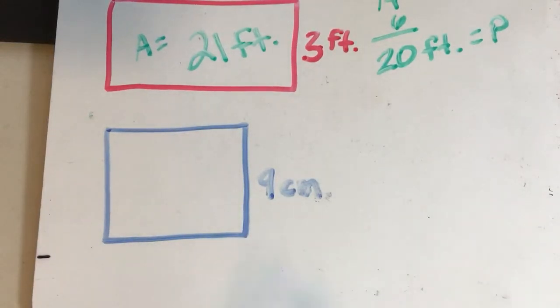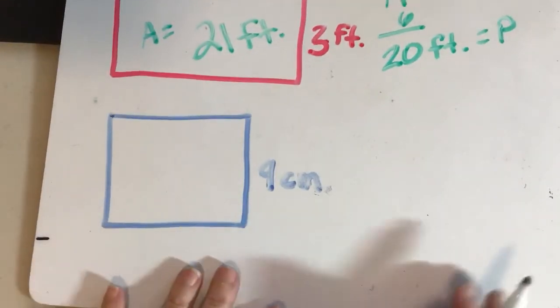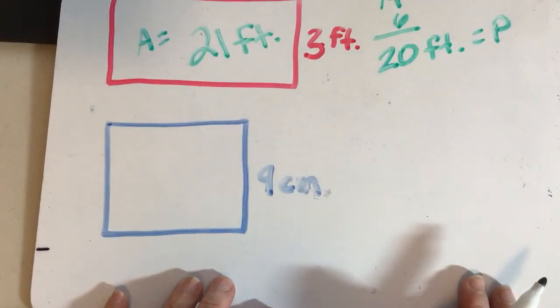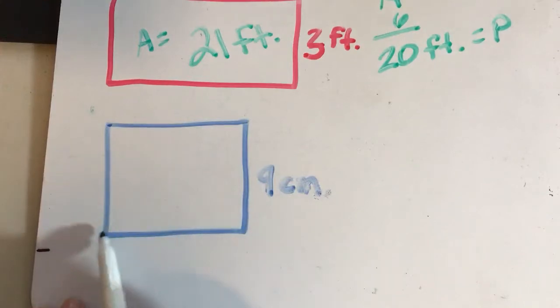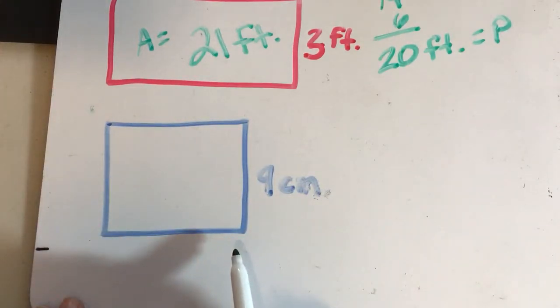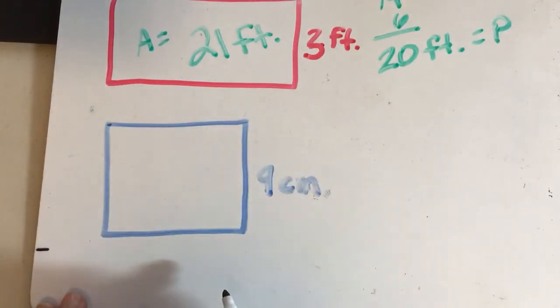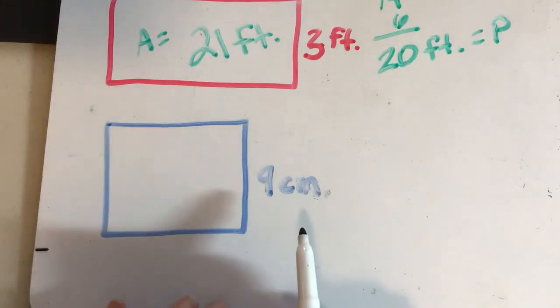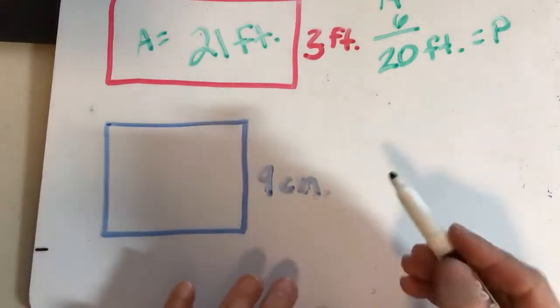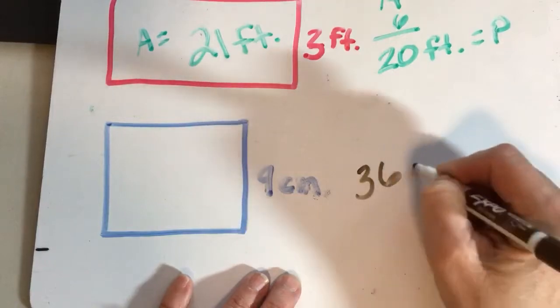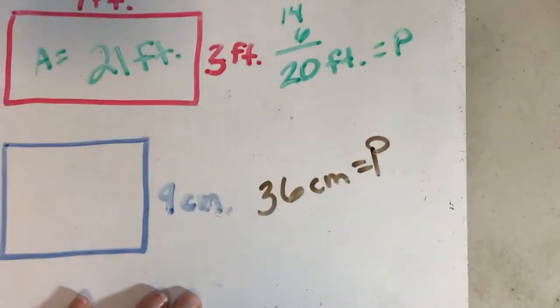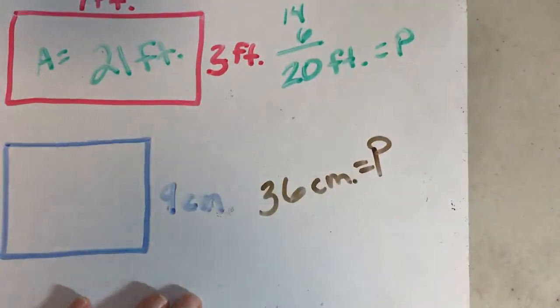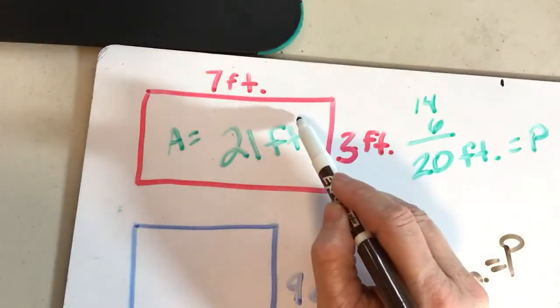All right, so this is 9 centimeters. If we're going to do the perimeter of a square, if this side is 9, we got 9 plus 9 plus 9 plus 9, okay? If I can add all those sides together, or I could do the sides times 4, and 9 times 4 is 36 centimeters. That would be the perimeter of that square. All right, right up here, this is 21 feet squared.